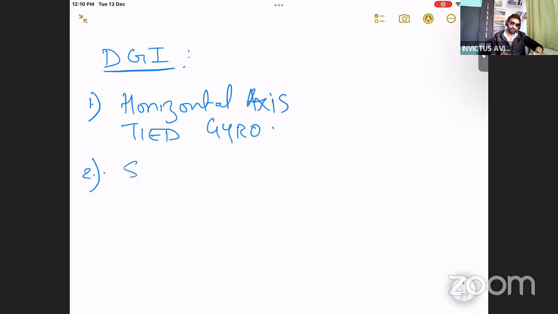If they ask you, what is the alignment of the spin axis of a DGI? A very important question. The alignment of the spin axis of a DGI is in the yawing plane.